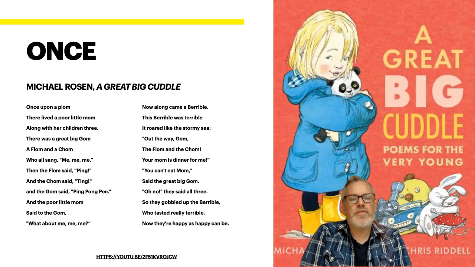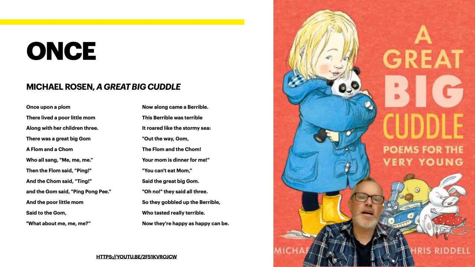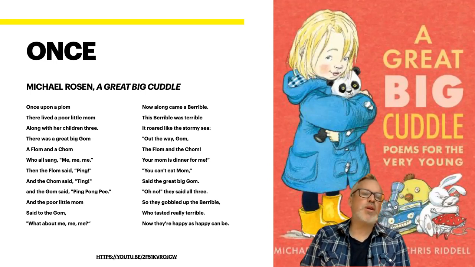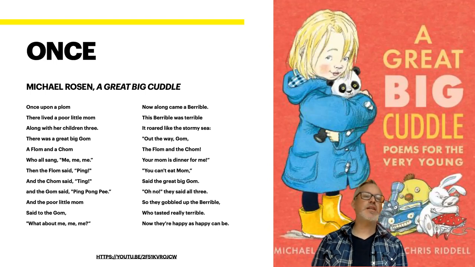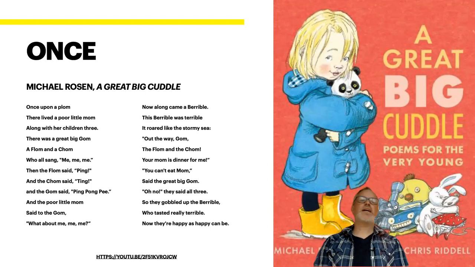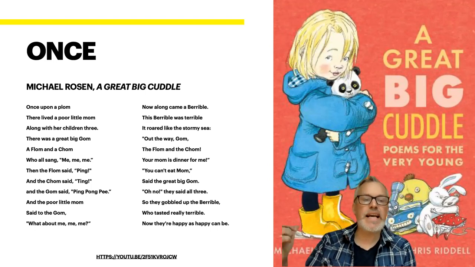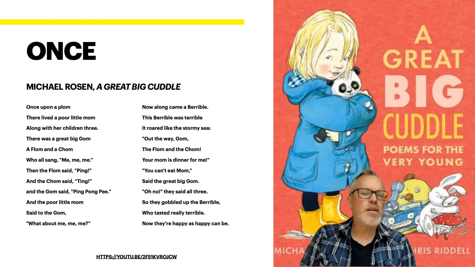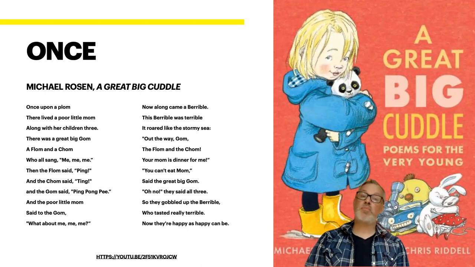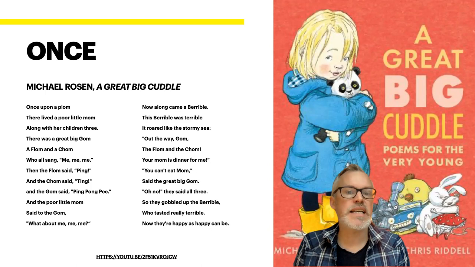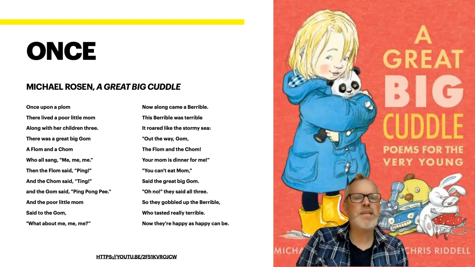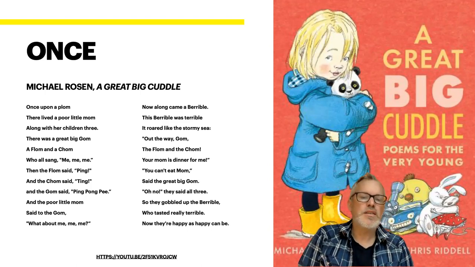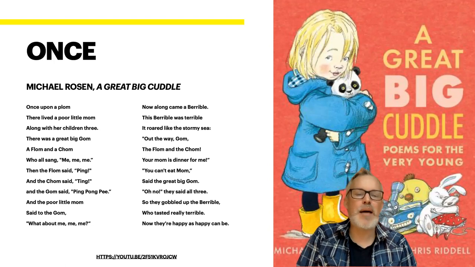Once. Once upon a Plom, there lived a poor little mom, along with her children three. There was a great big Gom, a Flom, and a Chom, who all sang, me, me, me. Then the Flom said, ping, and the Chom said, ting, and the Gom said, ping, pong, pee. And the poor little mum said to the Gom, what about me, me, me? Now along came a bearable. This bearable was terrible. It roared like the stormy sea. Out the way, Gom, the Flom, and the Chom, your mom is dinner for me. You can't eat mom, said the great big Gom. Oh, no, they said, all three. So they gobbled up the bearable. It tasted really terrible. Now they're happy as can be.